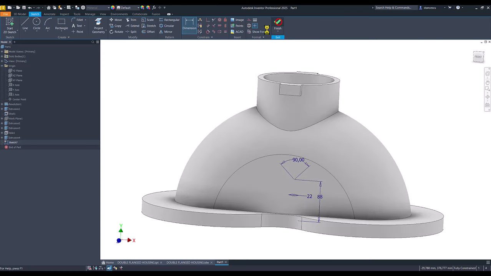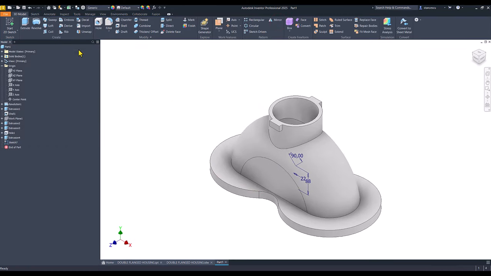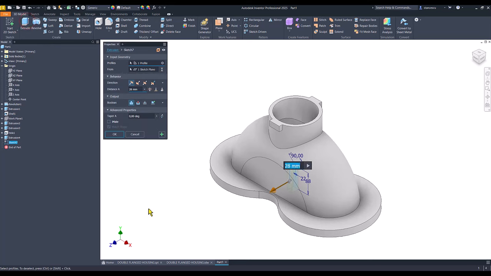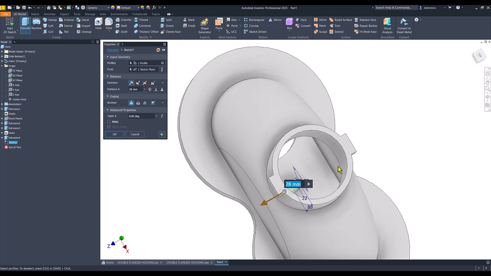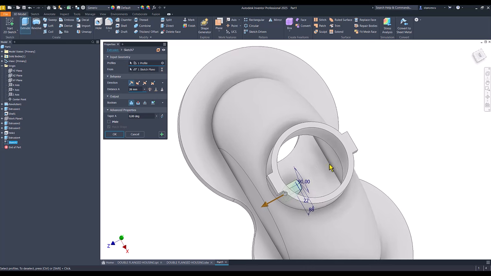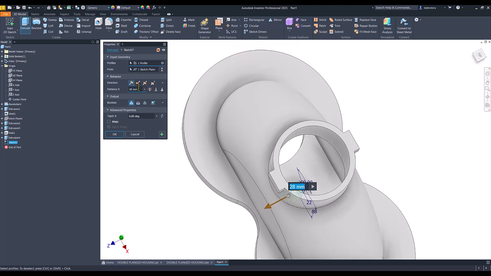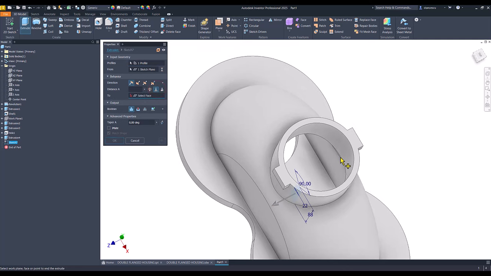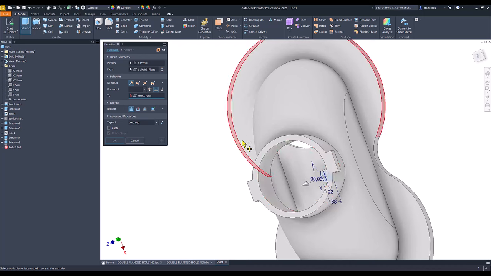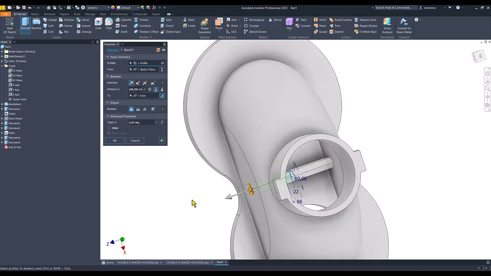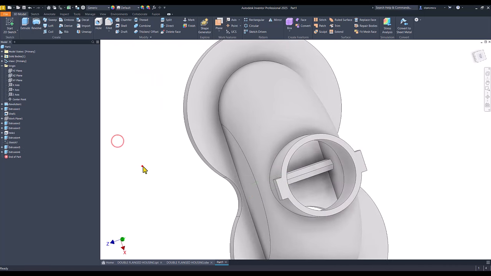Finish sketch, extrude. We cannot extrude simultaneously to both sides, so I apply to this face plus the same sketch to this face. You see? Okay.